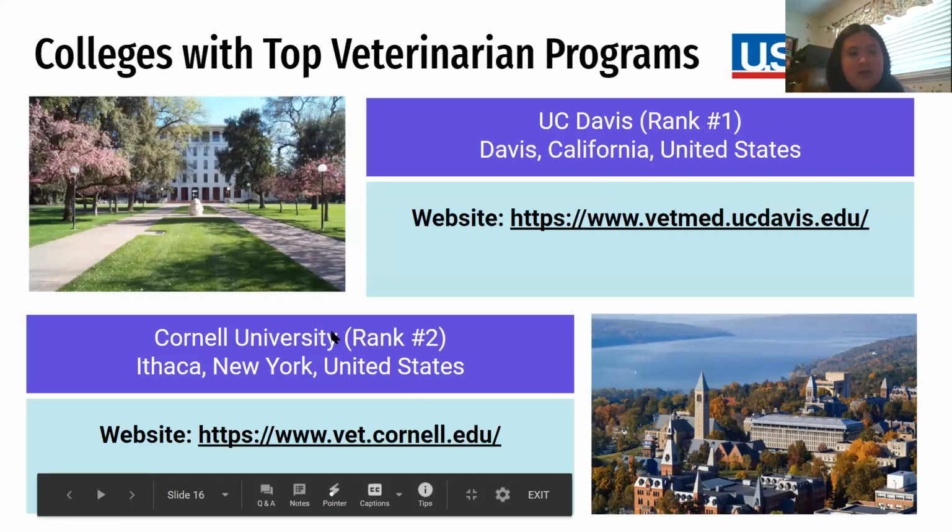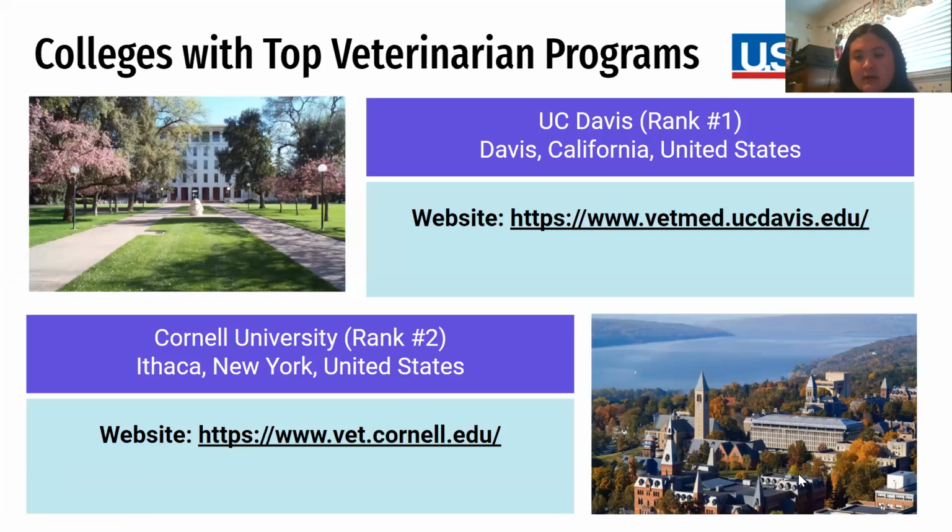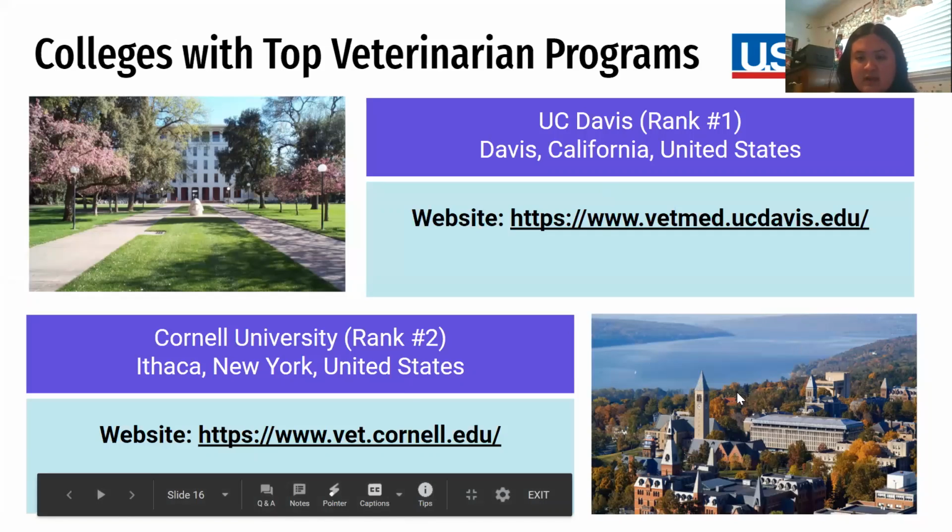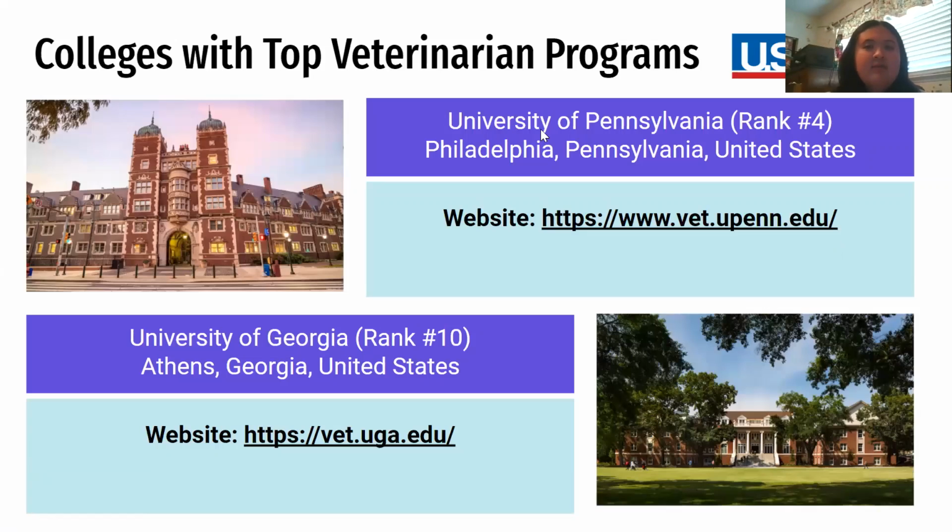Here we have Cornell University, ranked #2. They are located in New York. Here we can see a picture of them right there. Kind of looks like Hogwarts a little bit. And here we have the University of Pennsylvania. They are ranked #4, and they are located in Philadelphia, Pennsylvania. And the University of Georgia, they are ranked #10. And definitely check out these websites if you want to learn more about their veterinary schools and their programs.